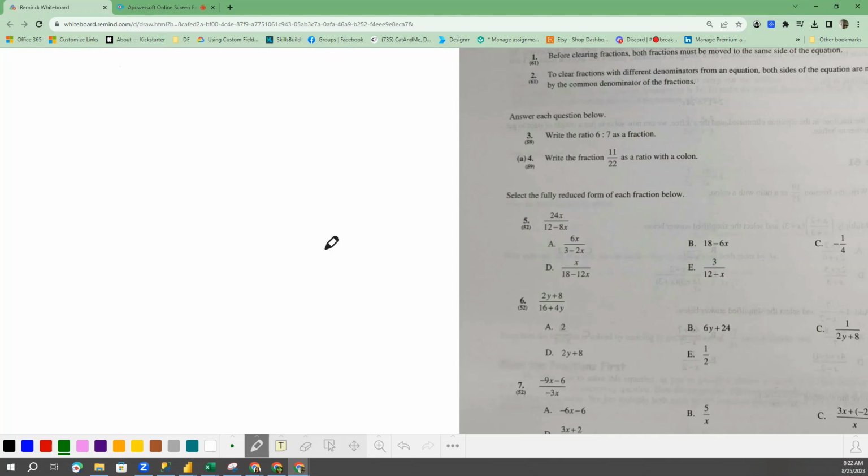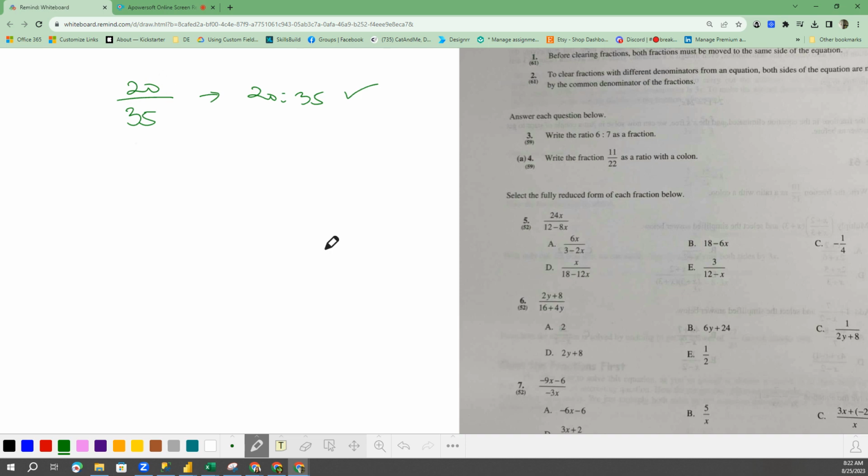By the way, when you try to write them, say for instance, they wanted you to change 20 over 35 into a ratio. Technically, that would be 20 is to 35, right? That would be correct. But normally, they want you to simplify this.